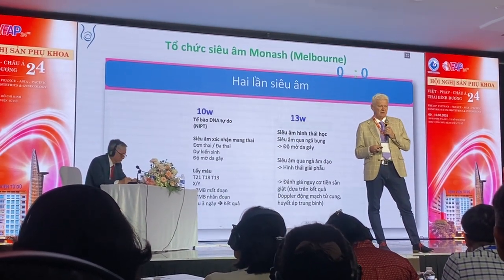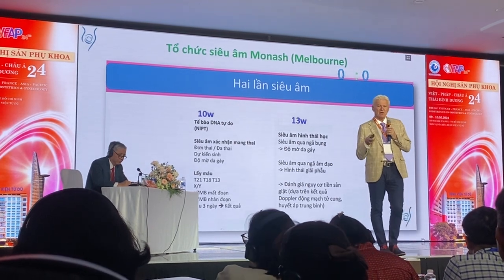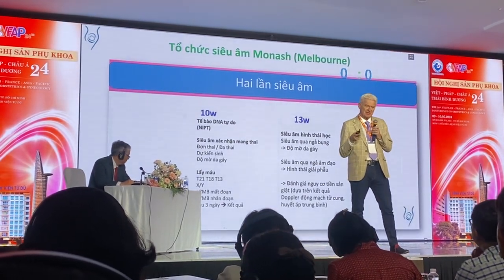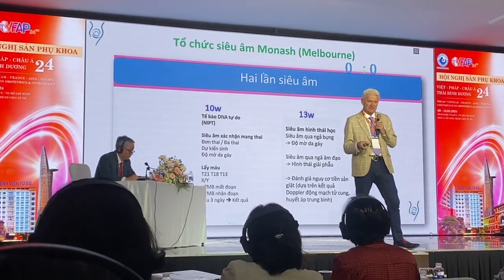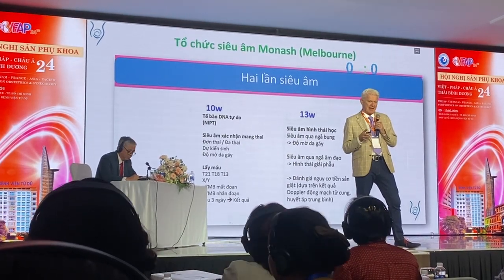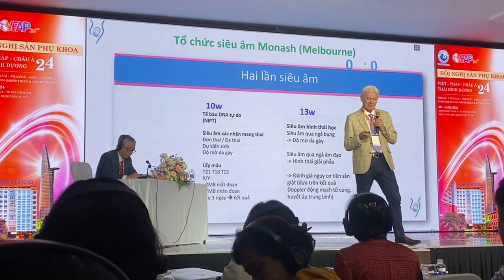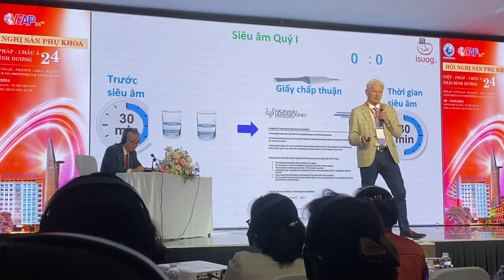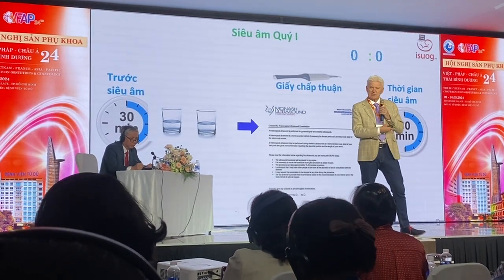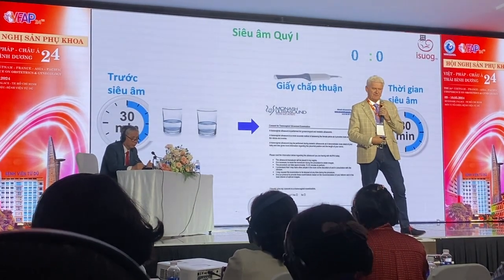scan. Why? Because all the evidence in the literature is that the detection rate of malformation in the first trimester is better if you do both transabdominal and transvaginal. That's why. So we give 30 minutes, they take 2 glasses of water, and we start with a transabdominal scan.